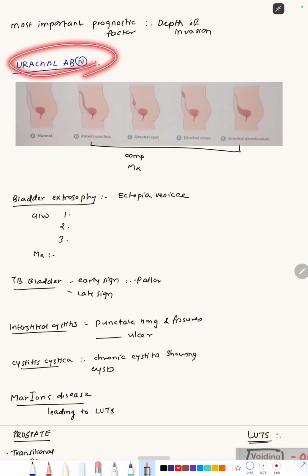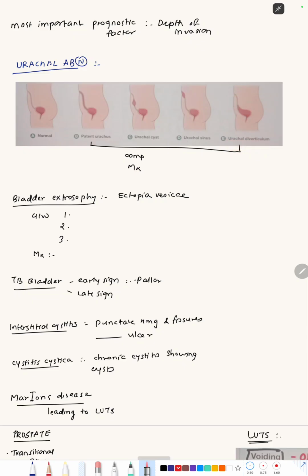Now the next is the urethral abnormalities. In the urethral abnormalities over here, first, you can see it is normal. Over here you can see this is the patent urethra. Over here you can see the urachal cyst, where non-obliteration has happened. Here the non-obliteration has happened at the umbilical region, that is called urachal sinus, and in urachal diverticulum, the bladder end is not obliterated.